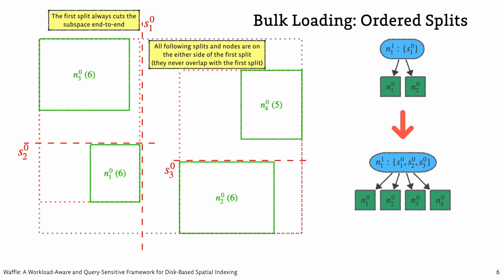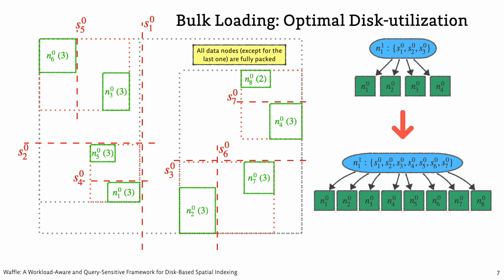Next, we continue partitioning the nodes as their cardinality exceeds the node capacity. Now note that the first split in a subspace always cuts it end to end, which means all following splits and nodes are on either side of the first split. That is, they never overlap with the first split. And to utilize this property, we maintain an ordered list of splits. Because we always partition the data node at a multiple of the data node capacity, finally we are left with all nodes except possibly the last one fully packed. This concludes the first step of Waffle's bulk loading procedure.